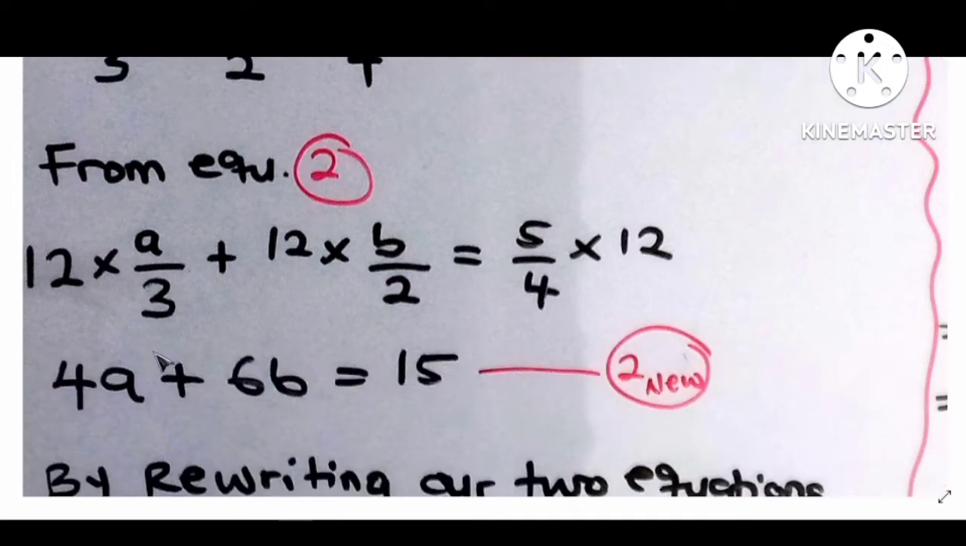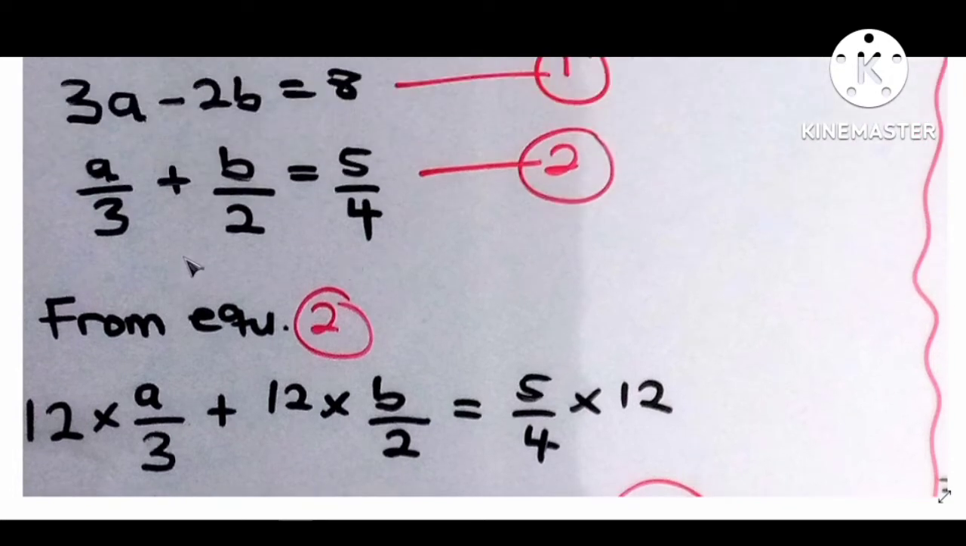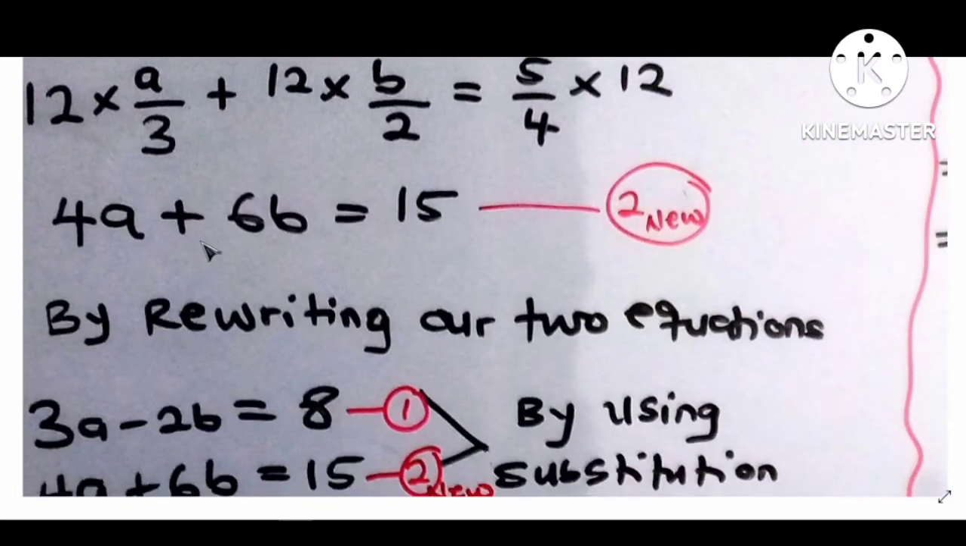So we'll have something like this. This one will give us 4a, this one 6b is equal to 15. This is the same as equation 2, but we've just changed it so that it is no longer in fraction form. So you can name it as equation 2, new. It's the same thing as equation 2. This equation here is the same thing as this one. We just changed it to this one.